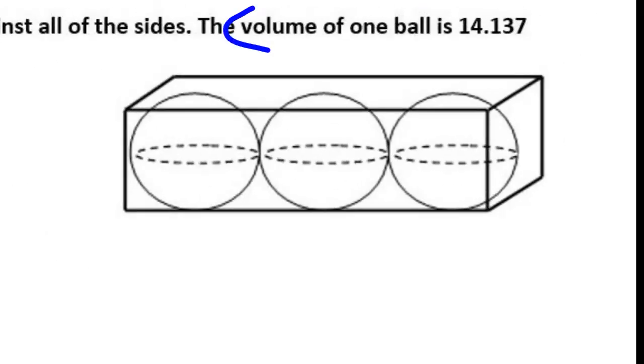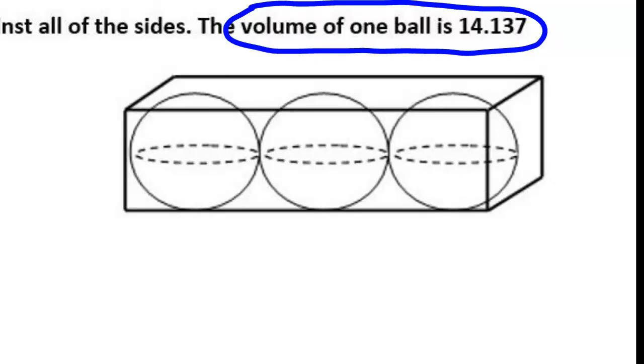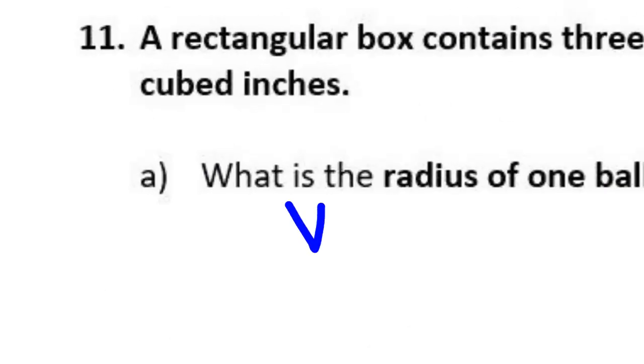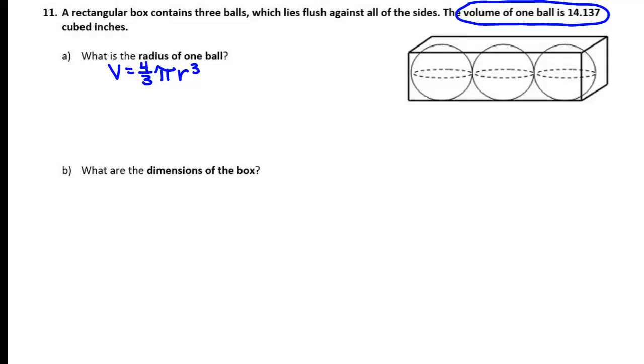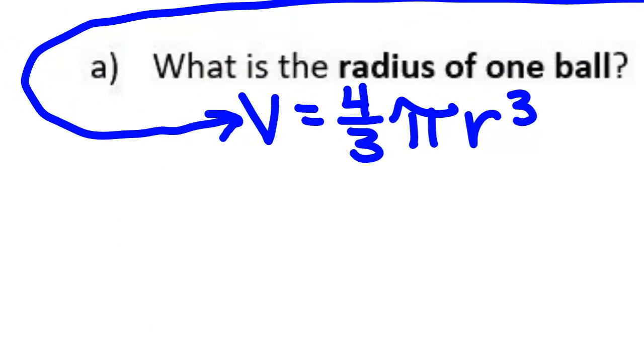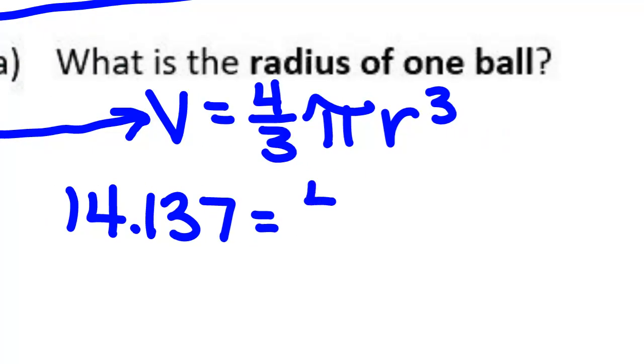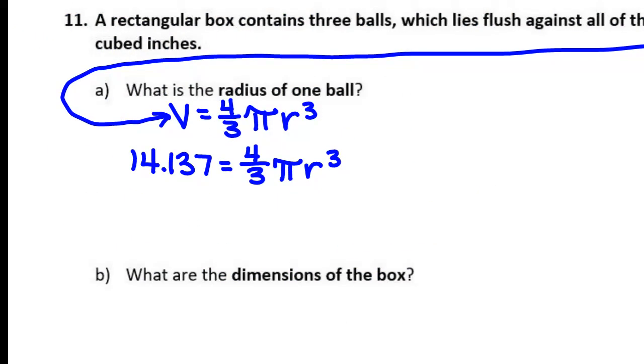Well, the only thing they gave us to work with is the volume, right? Yes. So what formula am I going to have to use? Volume. Volume for a ball. A ball is a what? A sphere. Volume is 4/3 pi r cubed. And we are going to take that volume of 14.137 and put it in the place of the V, because that's where our volume goes. 14.137 equals 4/3 pi r cubed.